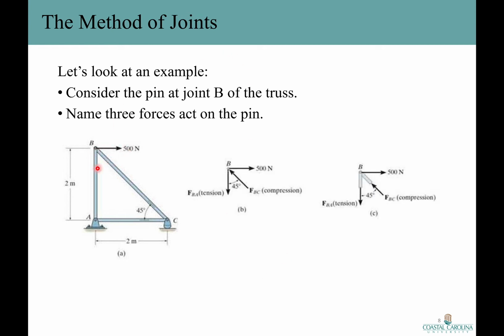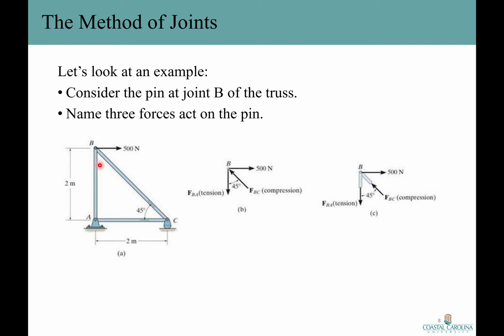As we can see, there is a 500 Newton force applied here, and then we have these two members connected at joint B. So we have members BA and BC. If we draw the free body diagram of this joint B, here we see there is a 500 Newton force, and then we have F sub BA and F sub BC. I know you're thinking, how did I know that this member is in tension and this member is in compression?